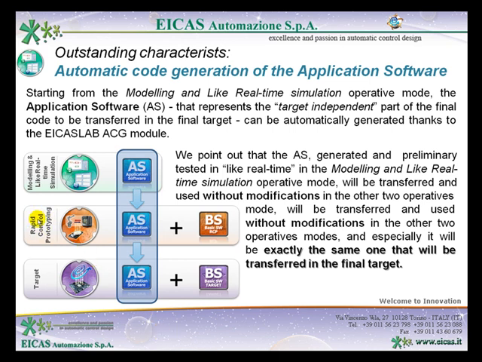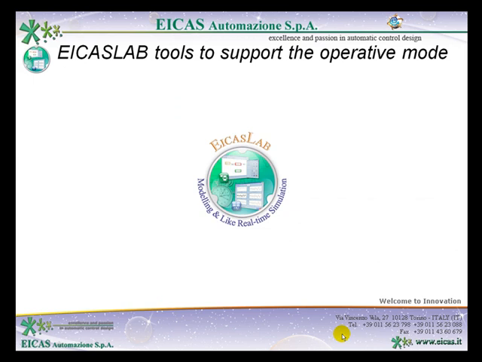Moving to the Rapid Control Prototyping operative mode, you keep the very same application software, and it will be linked to a specific basic software, here indicated Basic Software RCP, generated for managing the real-time scheduling and the processor interfaces. Moving to the target operative mode, the application software will be transferred to the target without any modification, and it will be linked to a specific basic software, here indicated Basic Software Target, generated for managing the real-time scheduling and the target interfaces.